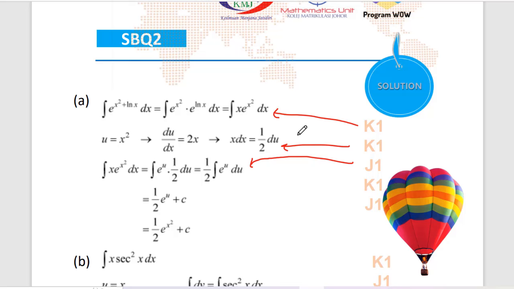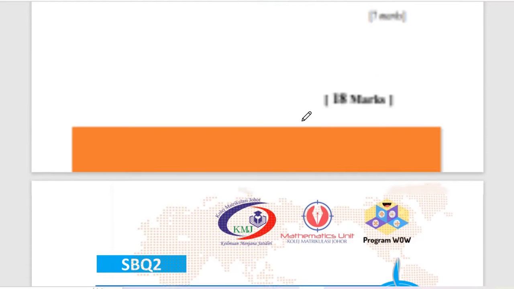And then, daripada sini baru awak integrate exponent U with respect to U. So, kita integrate dapat exponent U. So, ini dapat K1. Okay. And then, jawapan, kita kena ganti balik lah U ni. So, gantikan balik dengan X square. So, dapat 1 over 2 exponent power of X square plus C. Ini dapat J1. Okay. And then, kita tengok untuk part B.